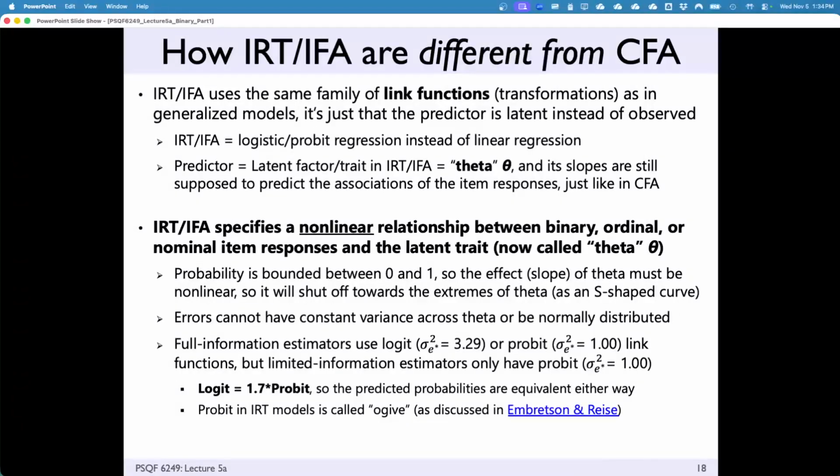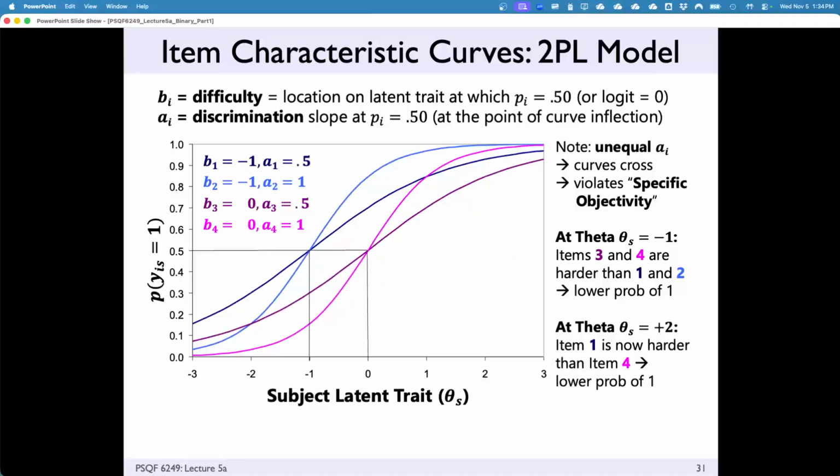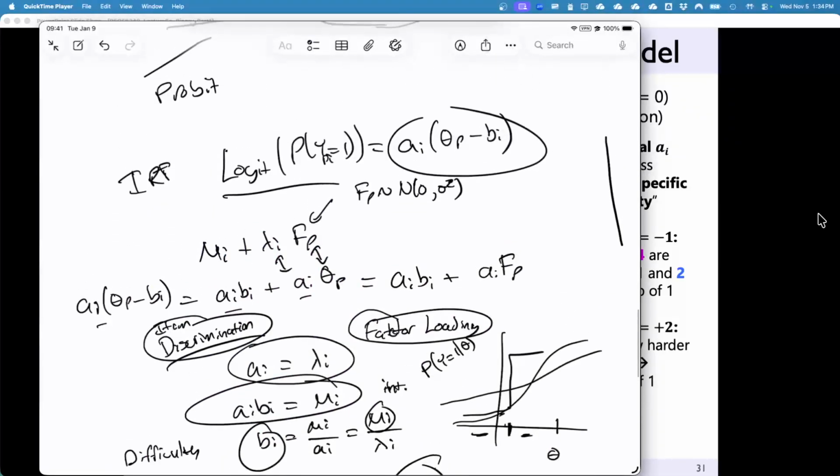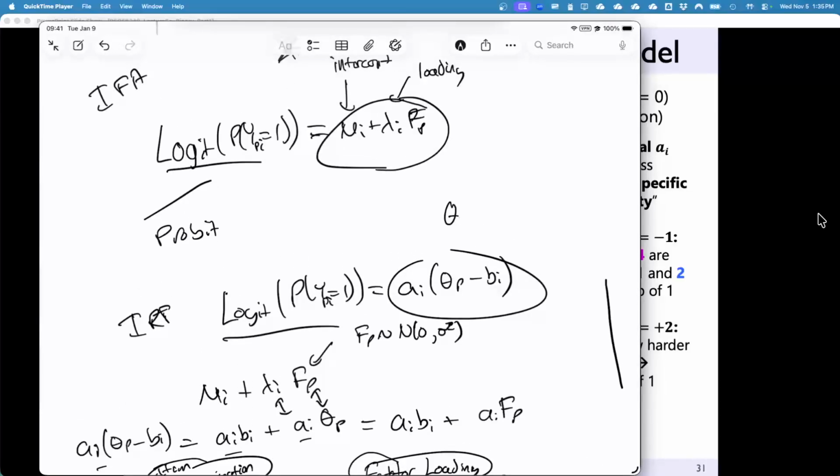Here, I'm going to flip back over to the slides to describe these. Item difficulty describes how much, so B, in the way that the IRT model is parameterized, if you look at this equation here, when theta equals B, what happens? This part right here goes to 0, and A times 0 is 0. And the logit of 0, which we just saw in my chart last time, corresponds to a probability of 0.5, right?